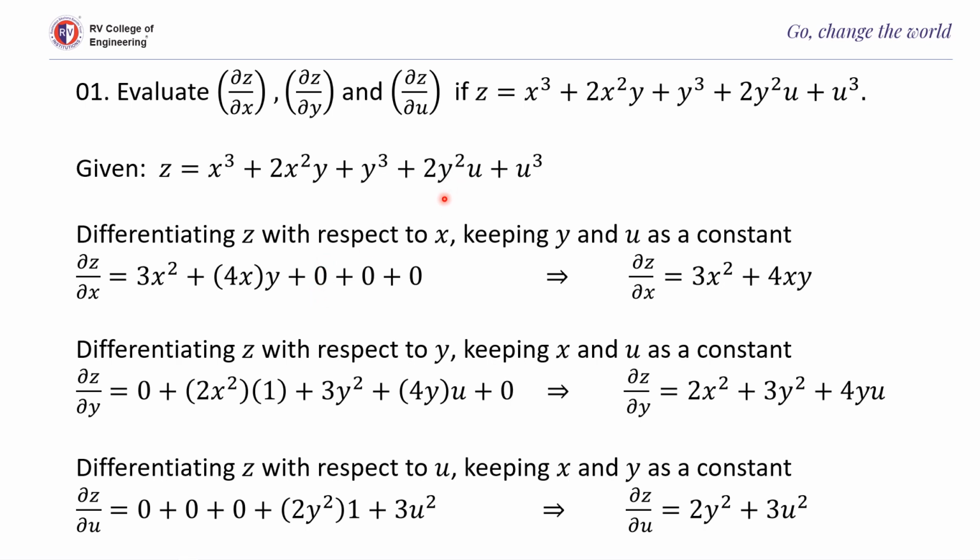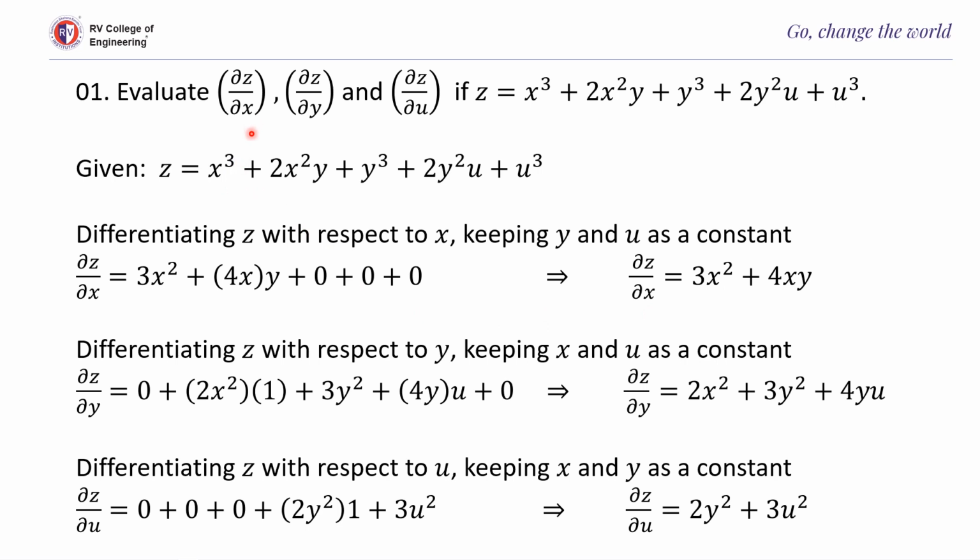Differentiation of 2y²u is 0. Differentiation of u³ is 0. All these three terms, the differentiation becomes 0 because none of the x terms are there in these particular terms. So therefore, on simplification, you get ∂z/∂x as 3x² + 4xy.